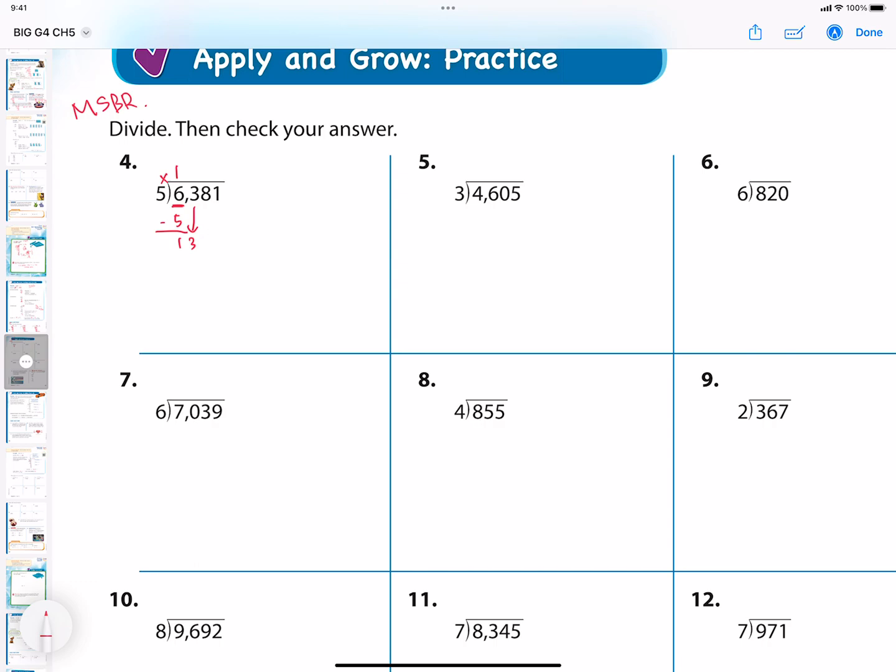5 times 2 is close to 13. Okay, 5 times 2 is 10. Take away 3. Bring this number down now. It's going to be 38. And 5 times 7, I know, is 35. Take away 3. Bring the last digit down. And I know 5 times 6 is what? 30. Then you take away 1, sorry, remainder. So 1,276, remainder 1.